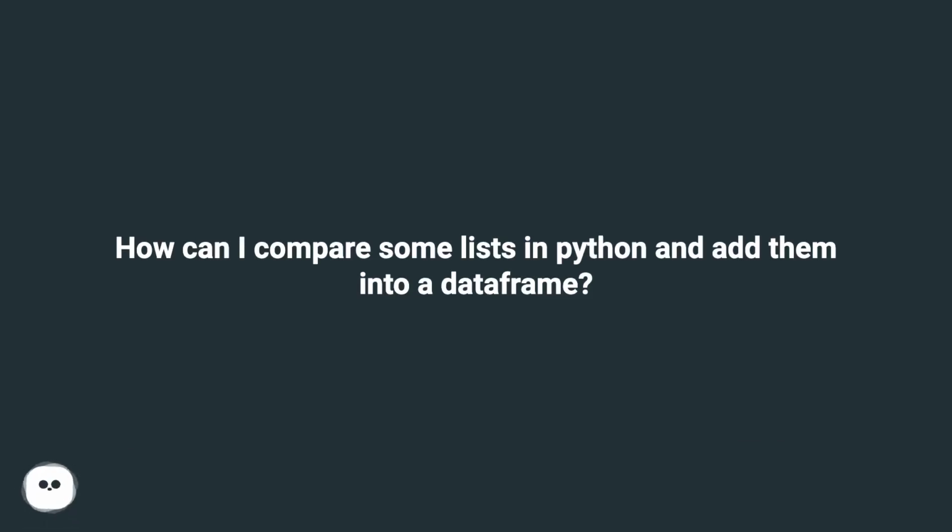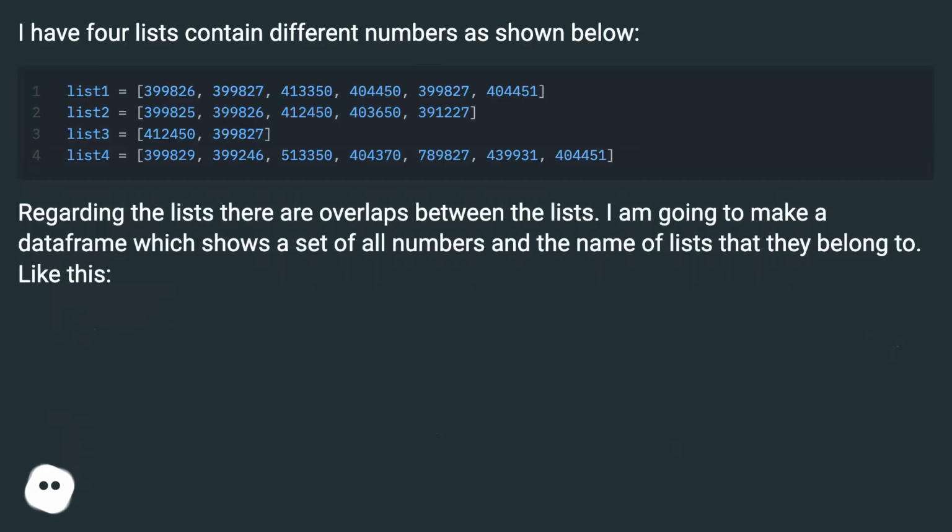How can I compare some lists in Python and add them into a data frame? I have 4 lists, containing different numbers, as shown below.